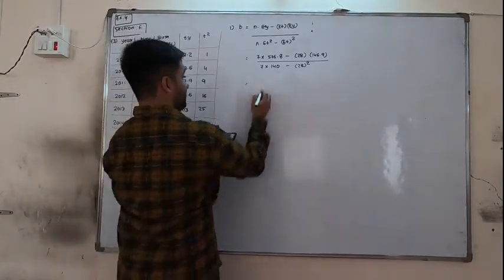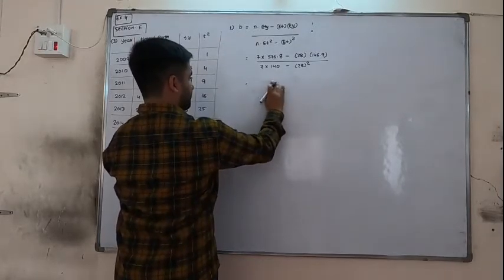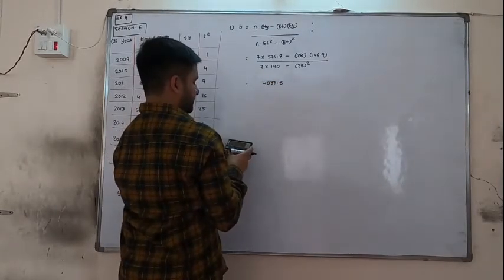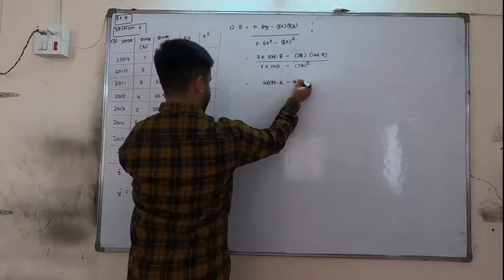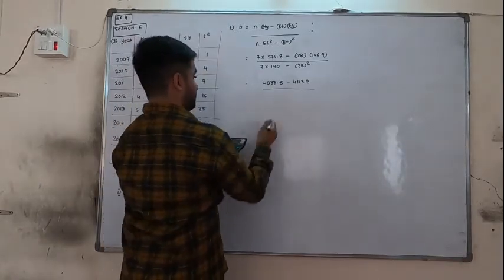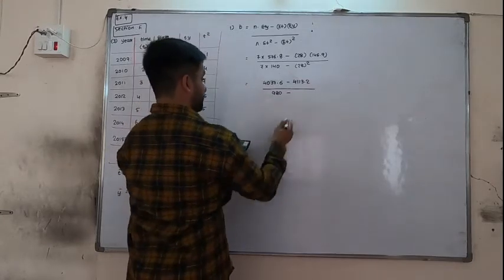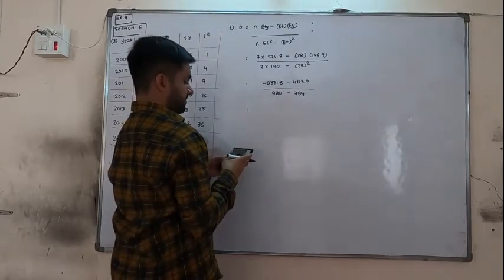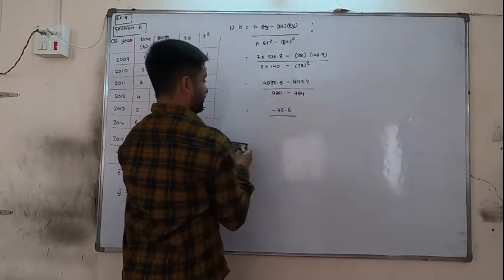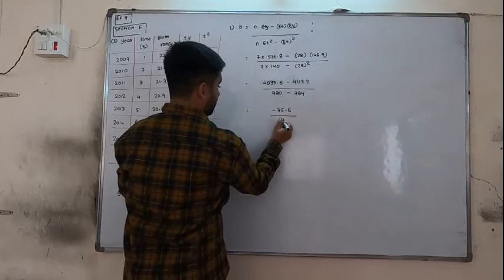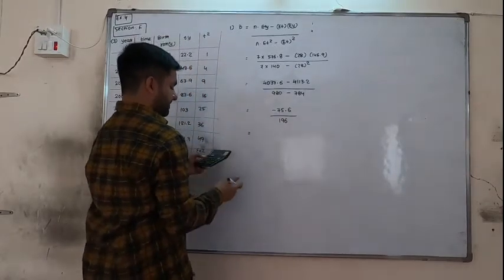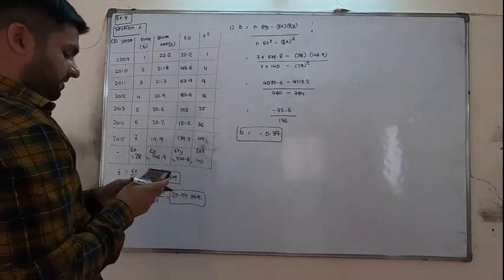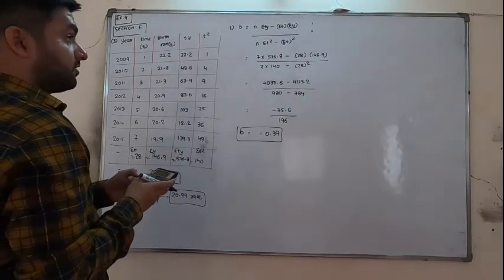576.8 multiply 7 is 4037.6. 28 into 146.9 is 4113.2. 140 into 7 is 980, minus 28 square 784. 4037.6 minus 4113.2 is minus 75.6, upon 980 minus 784, which is 196. 75.6 divided by 196 is minus 0.3857, so minus 0.39. Let me check it once more because the values are such.